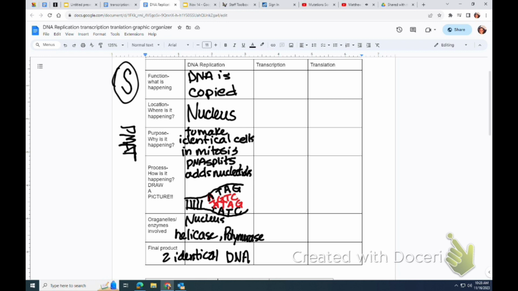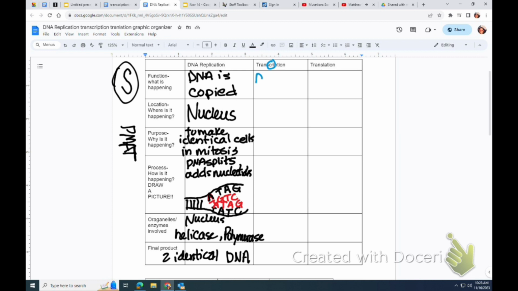So now let's talk about transcription. I'm going to change my ink color here. I'm going to go to a blue. So transcription, I'm going to circle the C because that helps me know it comes before translation, because the letter C comes before the letter L in the alphabet. So the function, what is happening? DNA is being written out into messenger RNA.